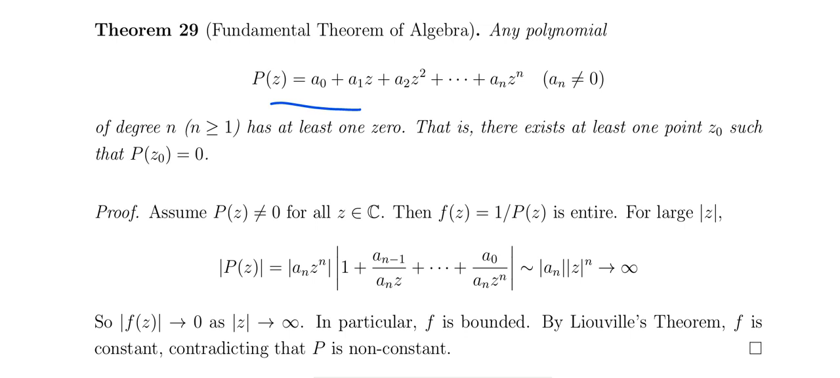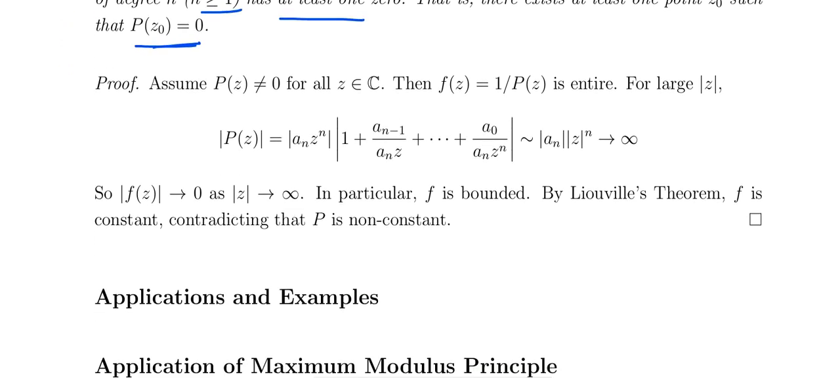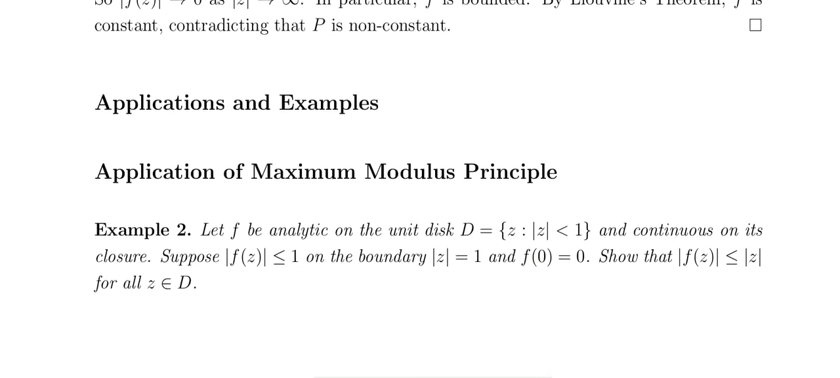Another very important theorem is the fundamental theorem of algebra: any polynomial p of z of degree n greater than or equal to 1 has at least one zero. That means there exists at least one point z0 such that p of z0 equals 0. That is the fundamental theorem of algebra. And now an application.